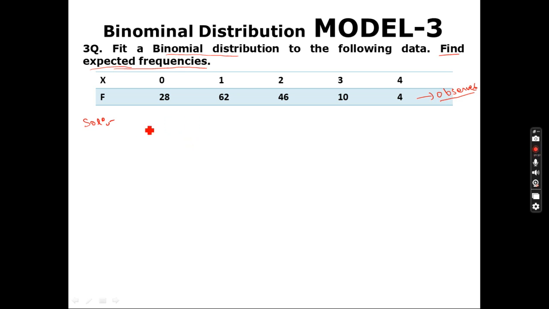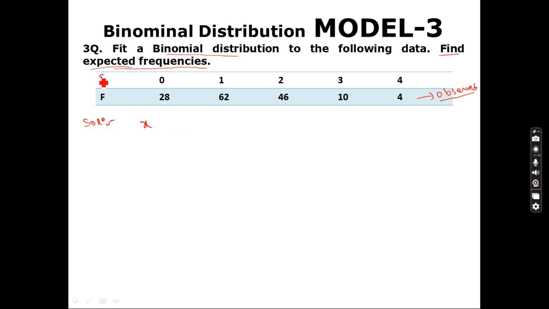First, what do you have to do? If you want to use the binomial distribution formula, nCr p^r q^(n-r), we have to evaluate what n, p and q are. Nothing is given in the problem, so to find the n, p and q values, I will use x.